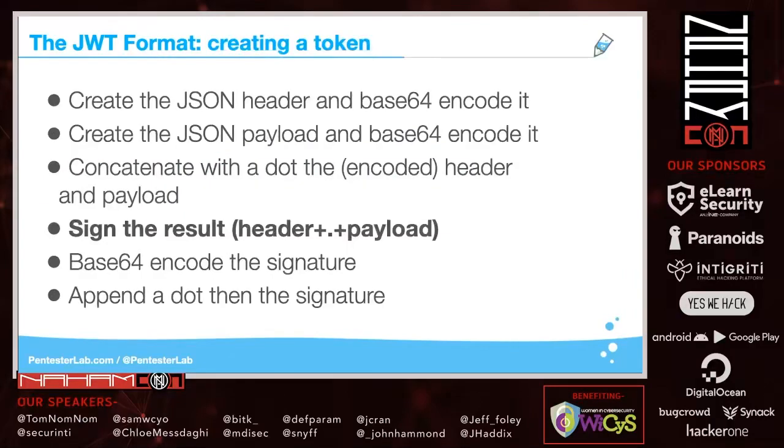And then let's look at how you create a token. So first you create a JSON header and base64 encode it. Then you create the JSON payload and you base64 encode it. Then you concatenate with a dot the header and the payload. You sign the result and you base64 encode the signature, and then you append it to the end with a dot between the payload and the signature.